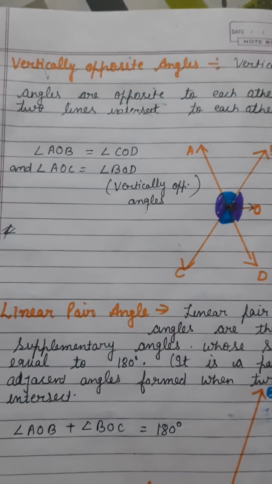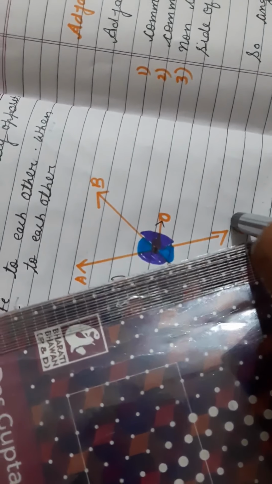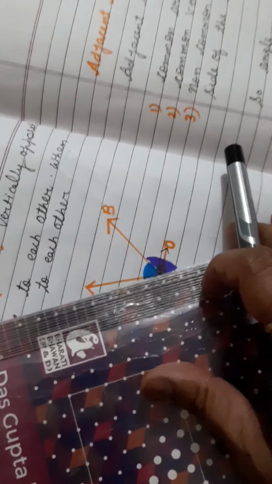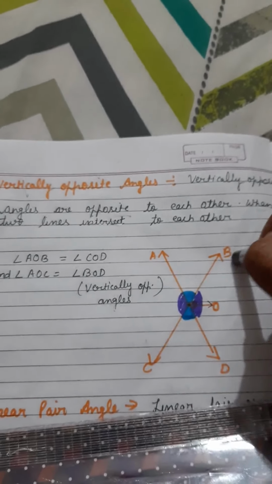One more thing you observe, when we draw the figure this way, this is an adjacent angle. Common arm, two opposite non-common arms, but they are straight. But this is also an adjacent angle. So two adjacent angles are also in the vertically opposite angles. Okay, one this one and one this one.